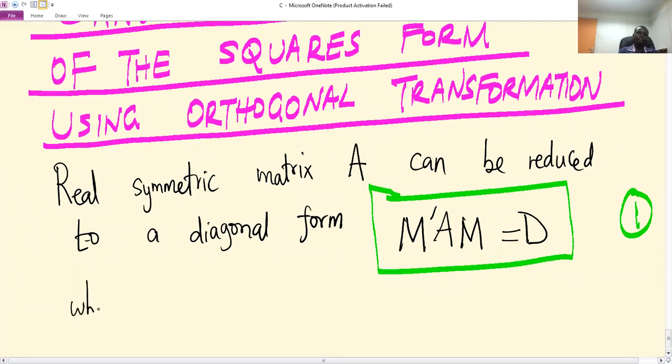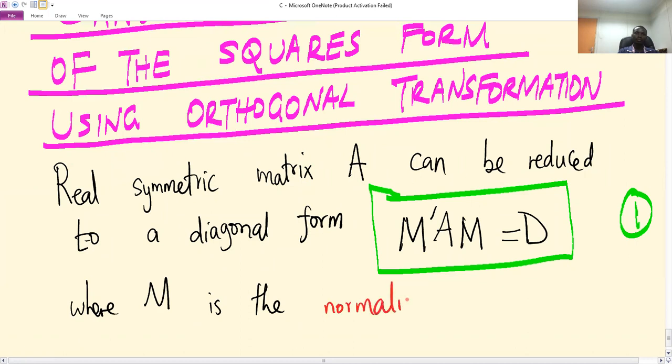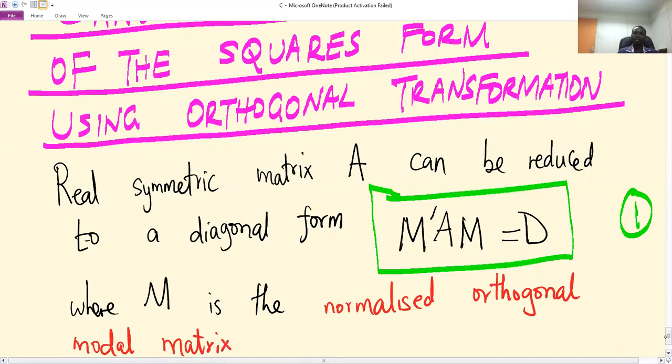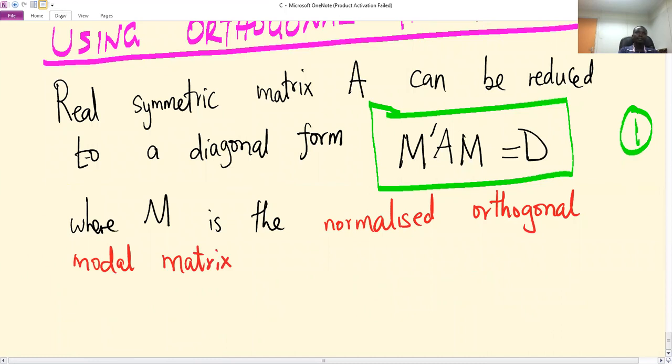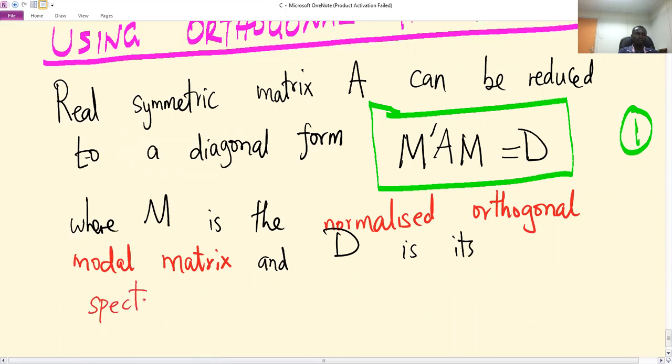Where M is the normalized orthogonal modal matrix. You remember the definition of modal matrix from the diagonalization process. And D is its spectral matrix. If these terms are not making sense to you, please check the previous video on diagonalization.